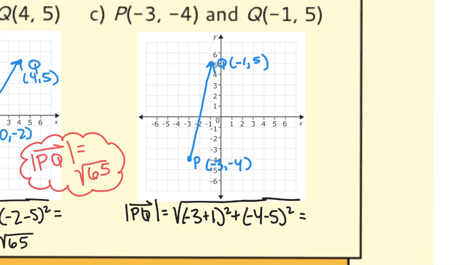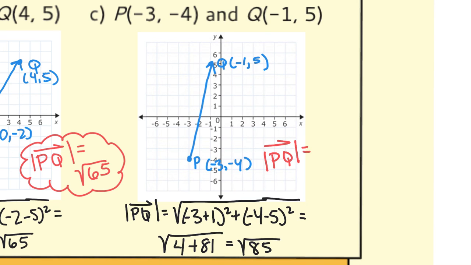And then we can simplify that to be the square root of -3 plus 1 is -2, and -2 squared is 4. -4 minus 5 is -9, and -9 squared is 81. And notice this becomes a square root of 85. And let's see what we can divide 85 by. It's only 5 and 17, so we're just going to have to say the magnitude of PQ equals the square root of 85.